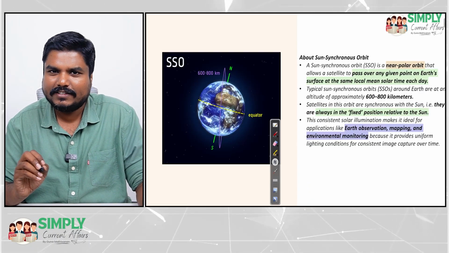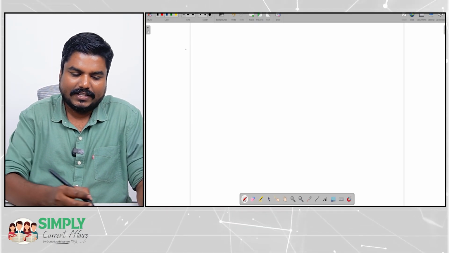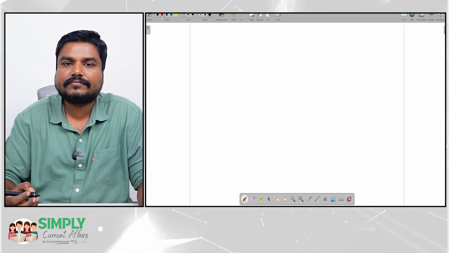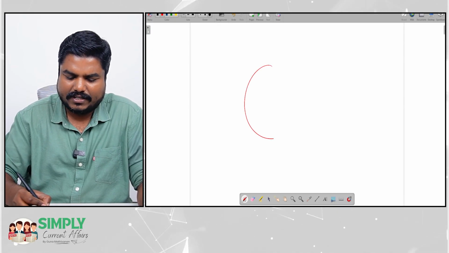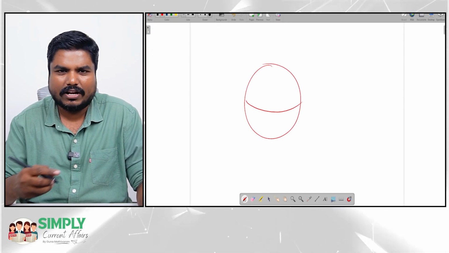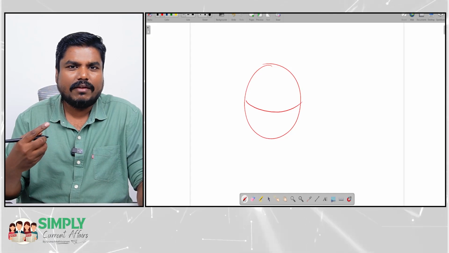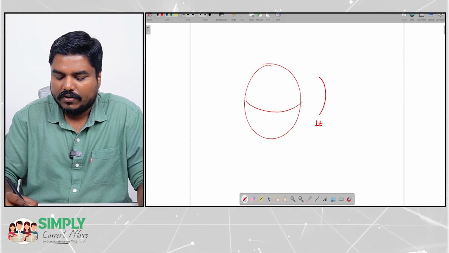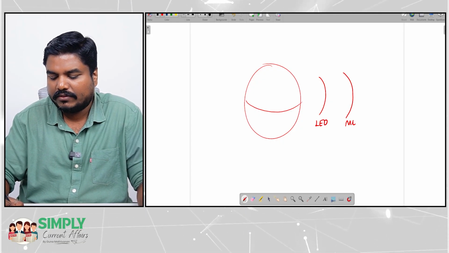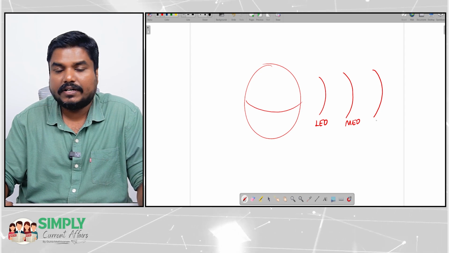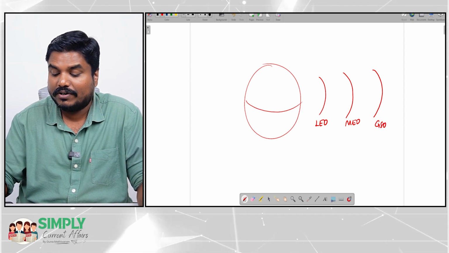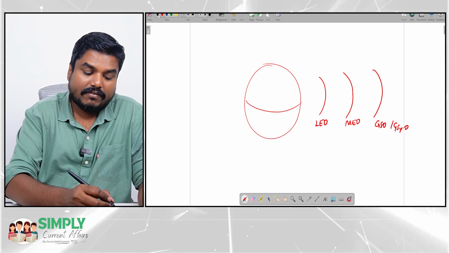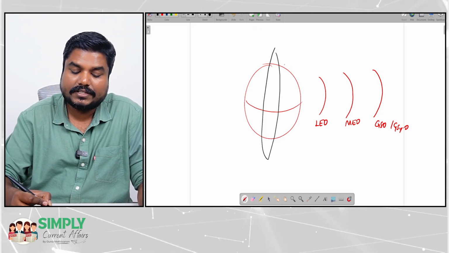So now we will briefly discuss this sun synchronous orbit. See, there are many orbits. An orbit is nothing but a defined orbital path around the planet. So we have low Earth orbit, middle Earth orbit, geostationary orbit, geosynchronous orbit. We also have another orbit called polar orbits.